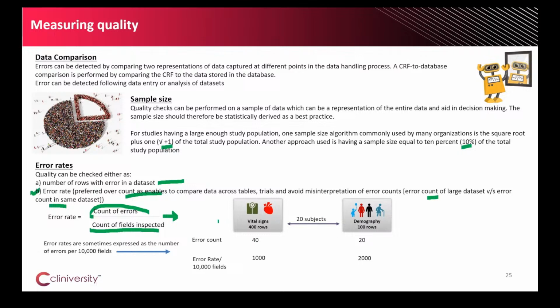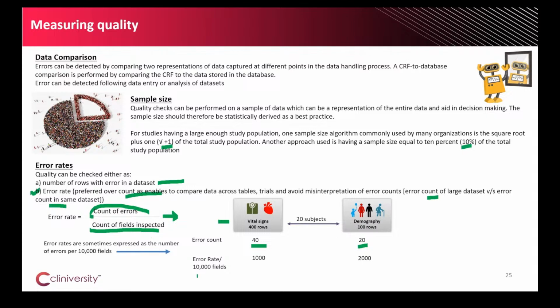For example, there is a vitals data set which has 400 rows, and there is a demography data set which has 100 rows. This is the information for the same 20 subjects. Now, in vitals, we identified 40 errors in 400 rows. And here, 20 errors were found in 100 rows. So that is simple math: you basically divide 40 by 400, and here 20 by 100. Obviously, just by the look of it, it feels that the 40 errors in vitals is more erroneous.